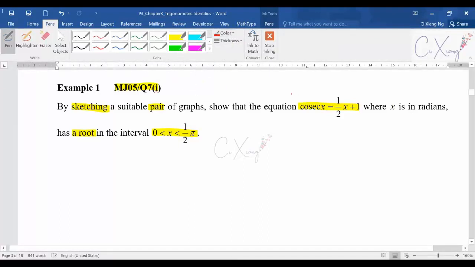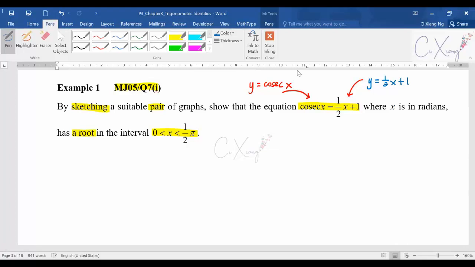So what are the graphs that you need to sketch? First, from the equation here, the first one you need to sketch is y equals cosecant x. Then the second graph that you need to sketch is y equals half x plus 1. And from where until where do you sketch your graph? The domain is from 0 until pi over 2. So maybe we focus on these three first.